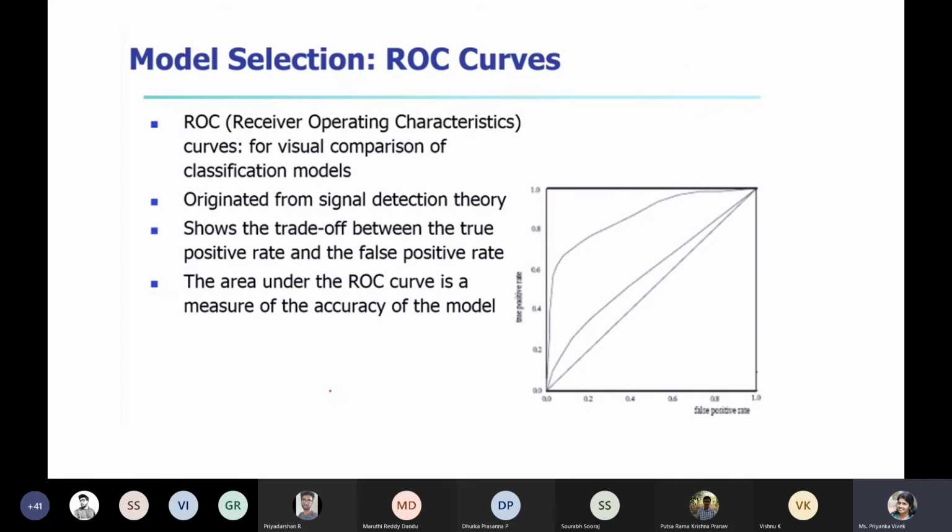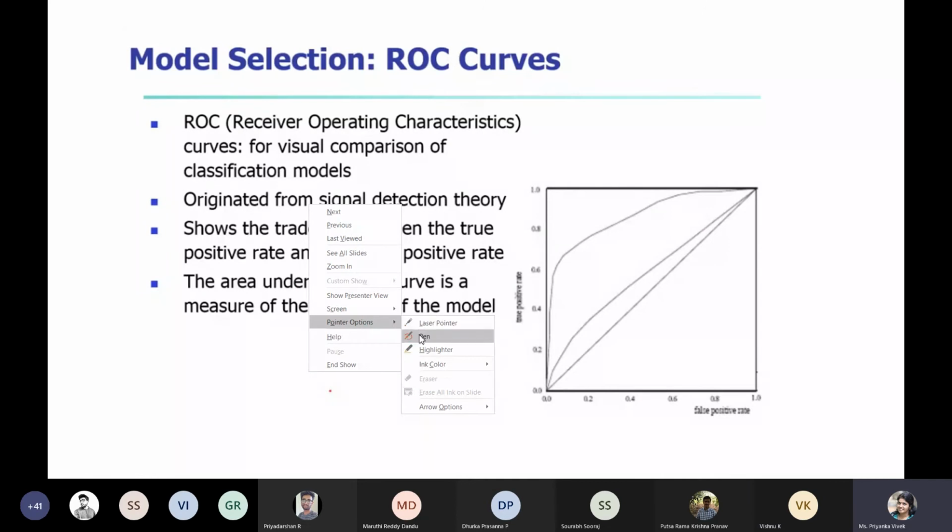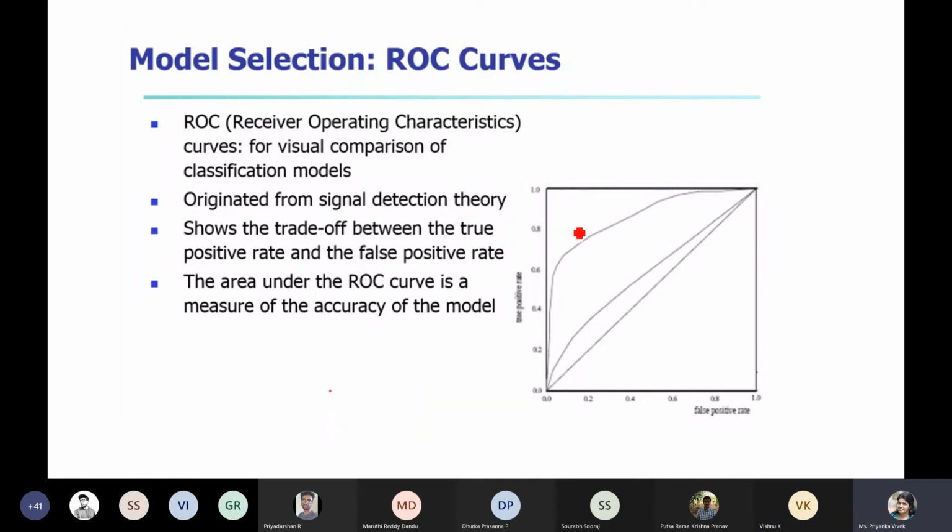And then if you see, there are two curves, isn't it? There is a curve towards the top, and then there is a curve which is very near to that diagonal line. Which is the better model, can you tell? It is written that area under the ROC curve is the measure of the accuracy of the model. Now, can you tell me which would be the better model? I should have named it, but I have not. Can somebody say? The upper one, ma'am. Yeah, the upper one. So why do you feel so? Ma'am, the area under that curve is more.